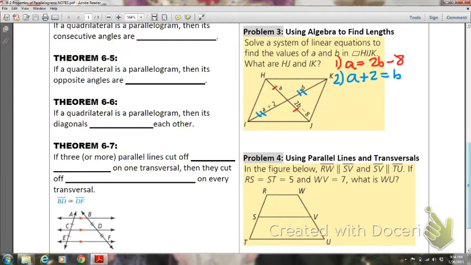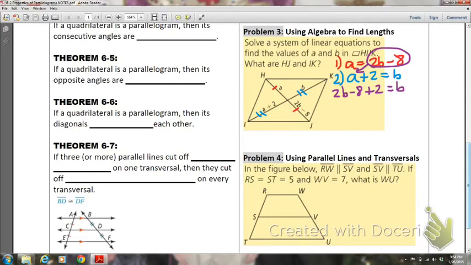So let's use substitution in this. We know from the first equation that A is equal to 2B minus 8. So we're going to take that value for A and substitute it into the second equation to give us a new equation, which is going to be 2B minus 8. That's what we're substituting in for the A, and then bring down the rest of the equation, plus 2 is equal to B.